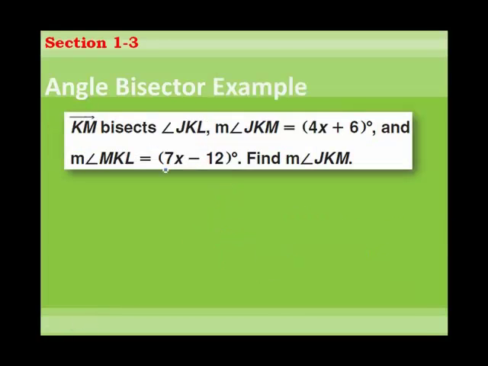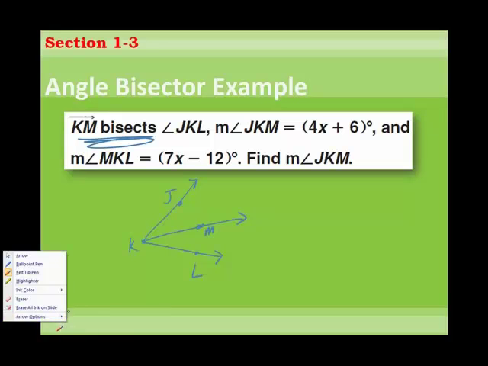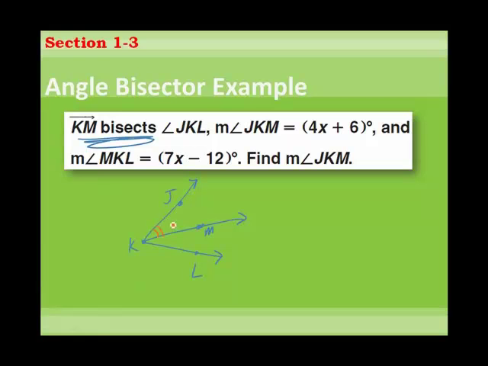Okay, so the angle bisector is equivalent to the midpoint. So if we know that KM bisects angle JKL, we've got angle JKL here again. We know that KM bisects it because it says it right here. So that means KM makes two equivalent angles. And I don't know why I keep choosing green when I know green doesn't write well on green. So we would say that this angle here is now equivalent to this angle here because KM is the bisector.